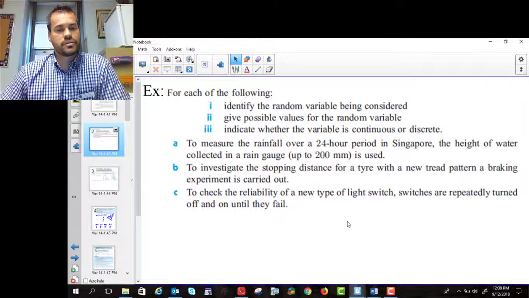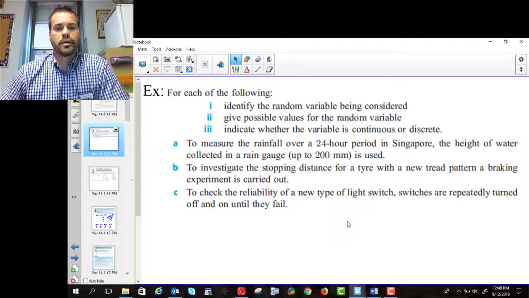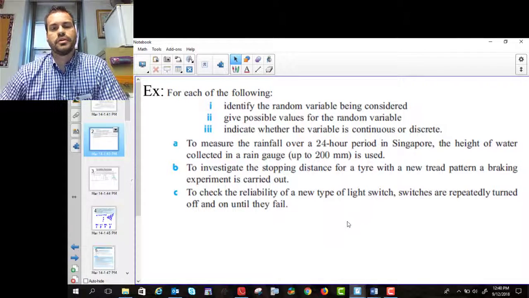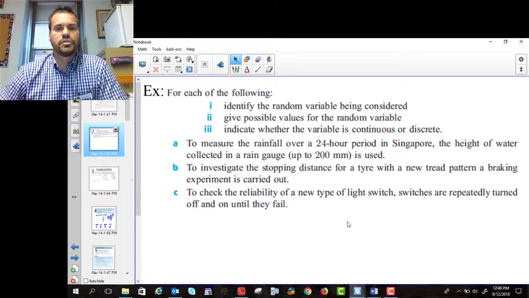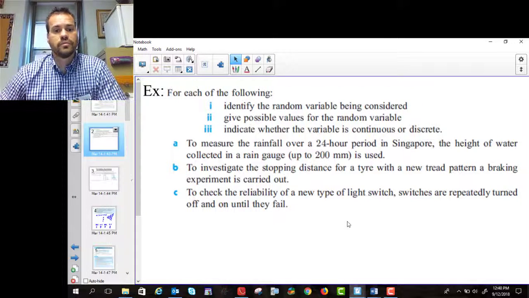So hopefully you wrote down your answers. Maybe you didn't listen to me and didn't pause the video, but that's the first one. It says identify the random variable. So the random variable for part A is the amount of rainfall. It's the height of water that's collected in a rain gauge. That's the variable, and it says up to 200 millimeters. So you could have 150, you could have 100, you could have 7. It doesn't really matter. But it couldn't go below 0, because you're measuring height. And then it says indicate whether it's continuous or discrete. In this case, it's continuous because you're measuring a height, and heights can be split into smaller and smaller values as long as you have a measuring tool that can measure those values.